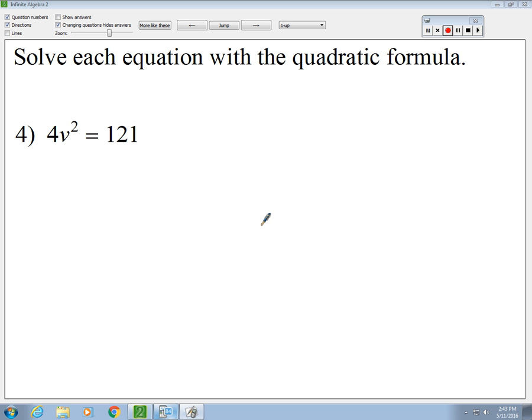Anytime you are solving for a variable and you have to square root, you put plus or minus on your answer. What is the square root of 30.25? 5.5, which isn't that what we got?